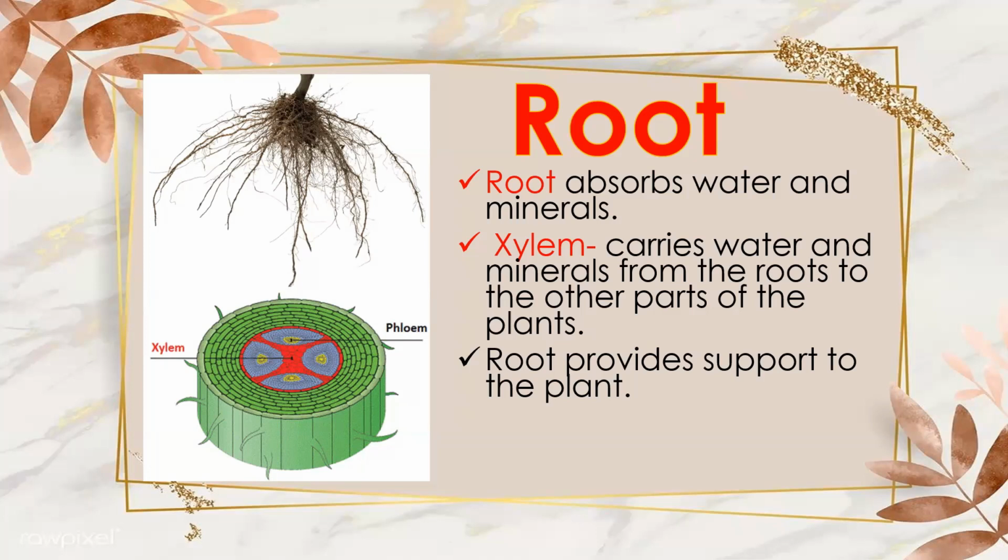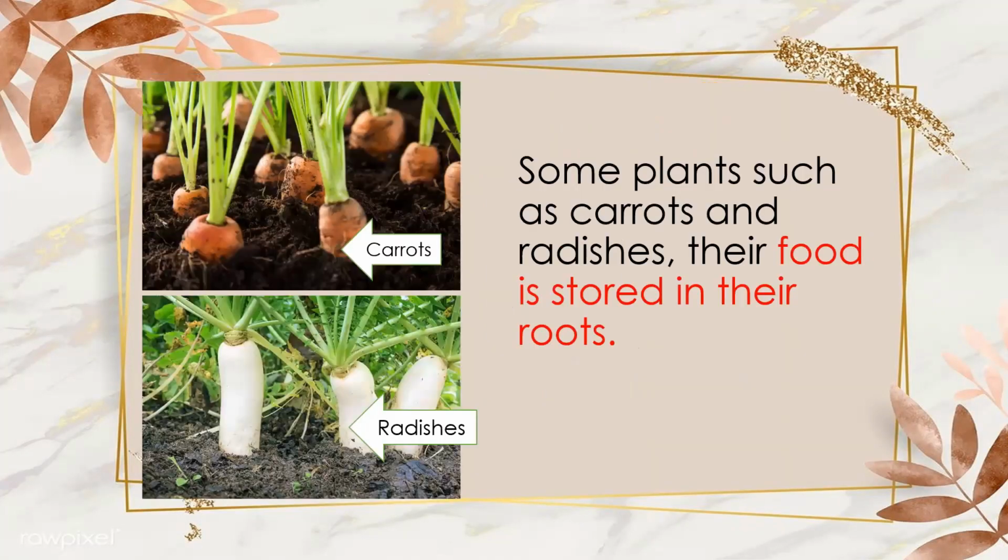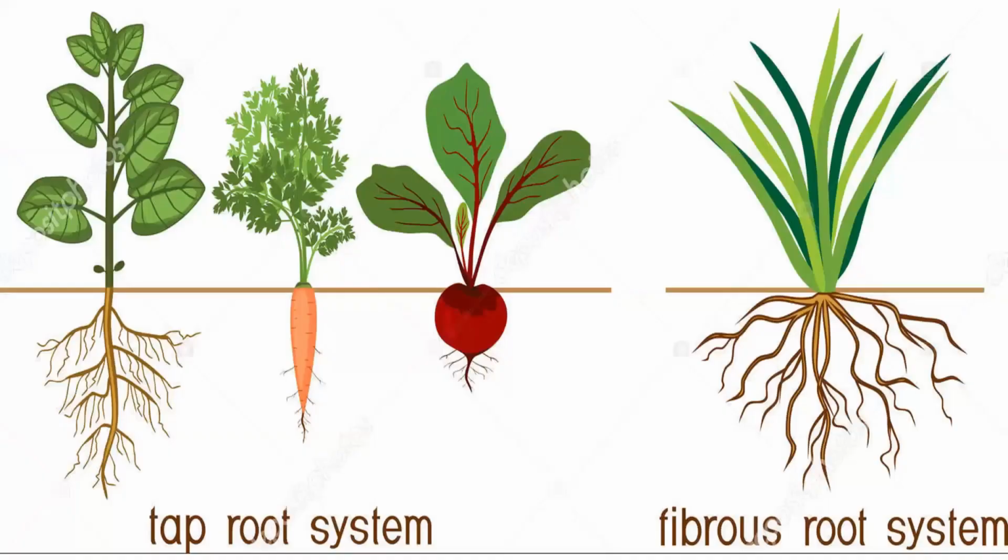Okay, so the next function of root is that it provides support to the plant. Okay, so some plants such as carrots and radishes, their food is stored in their roots. Okay, so look at the picture of carrots and radishes. So their food is stored in their roots.